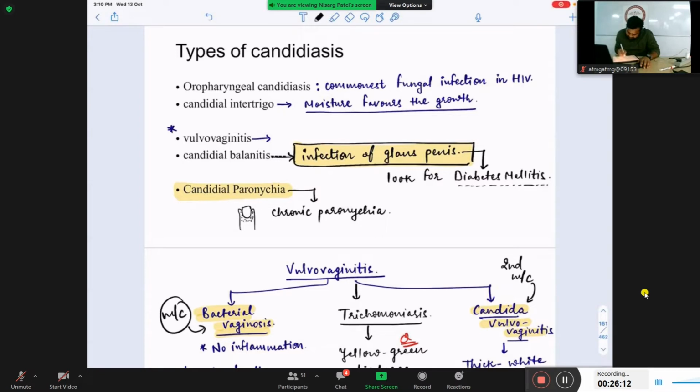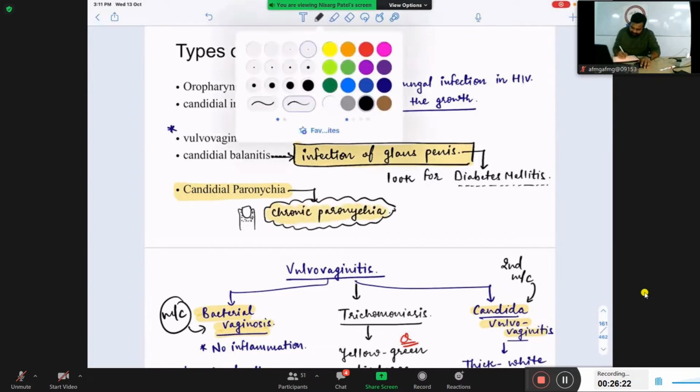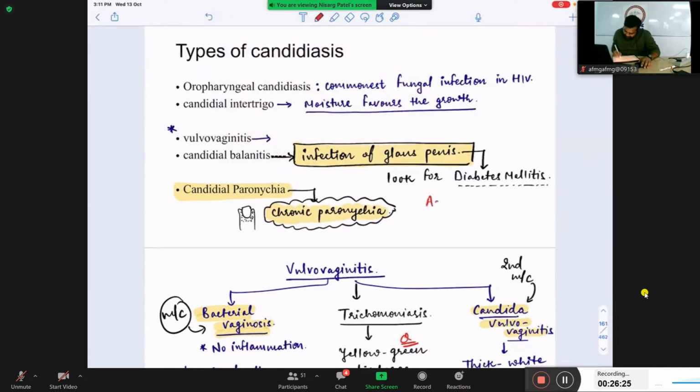This paronychia is a chronic paronychia. But if I change the question, if I ask what is the causative agent of the acute paronychia, the answer is Staphylococcus aureus. Answer is Staphylococcus aureus in case of acute paronychia.